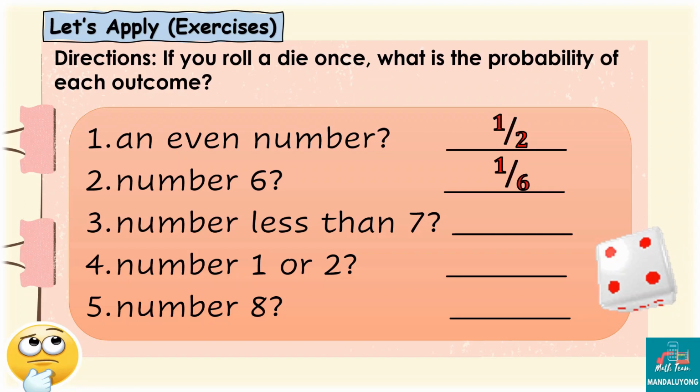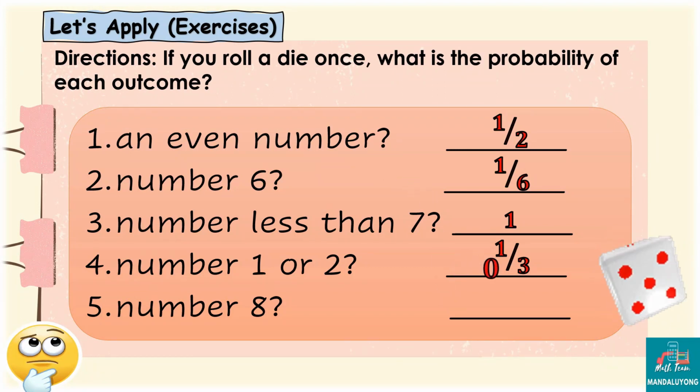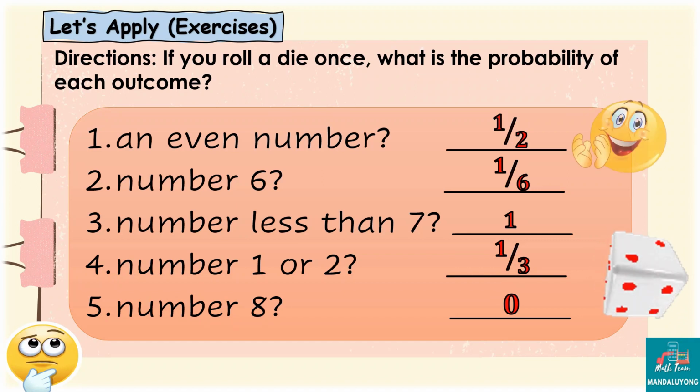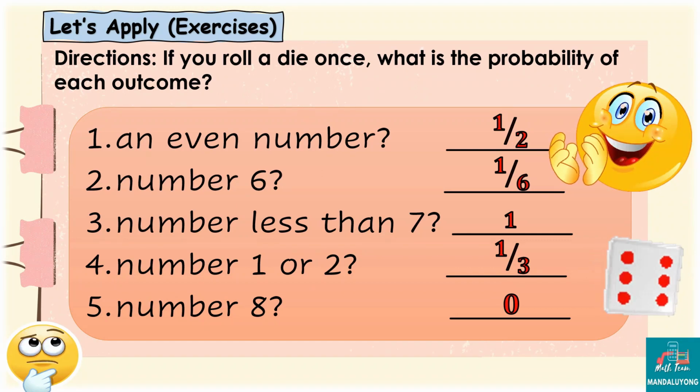Number 3, probability of getting number less than 7, the answer is 1. Number 4, the probability of getting number 1 or 2 is 1/3. And number 5, the probability of getting number 8 is 0. Is your answer correct? Very good. Let us continue.